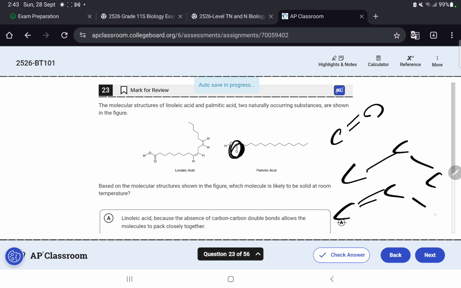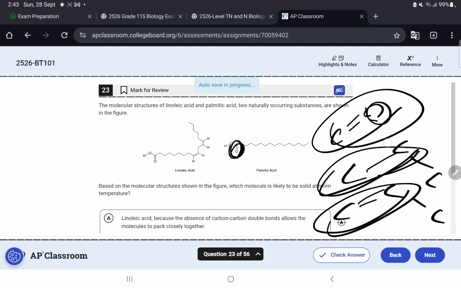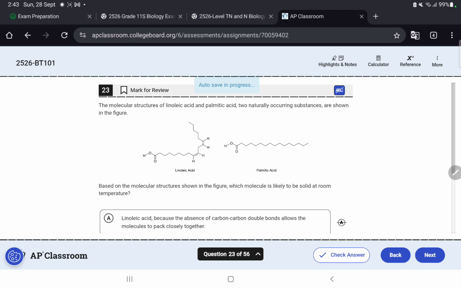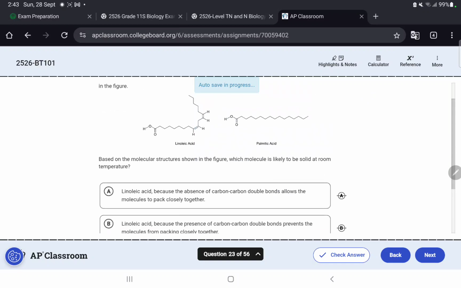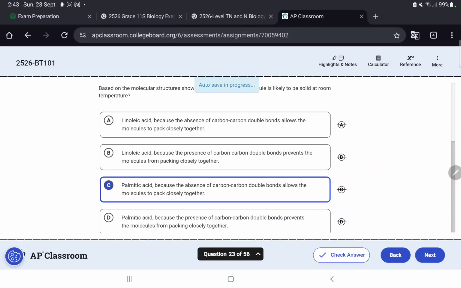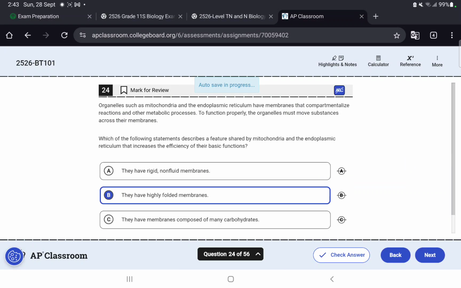We only look at the carbons, we don't look at O. So we only care about the carbons. This is with O, we don't care about it. We care about these, okay? If it has single bonds with the C, then it's saturated. If it has double bonds with the C, it's unsaturated. It's obviously the palmitic acid because the absence of the carbon double bonds allows the molecules to pack closely together. So if you don't have double bonds, you will have closer packing, which makes it solid at room temperature.